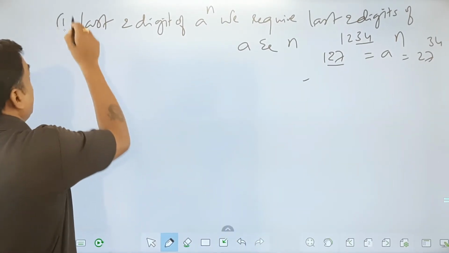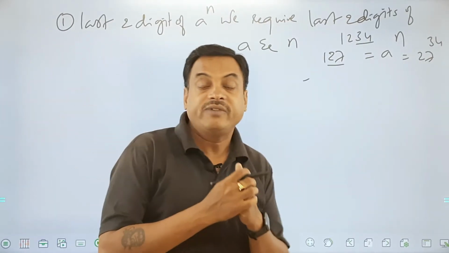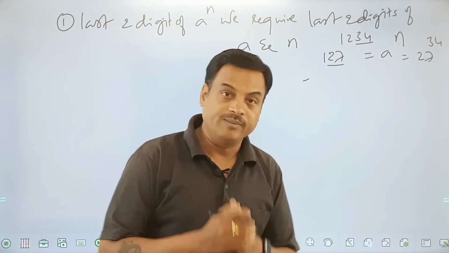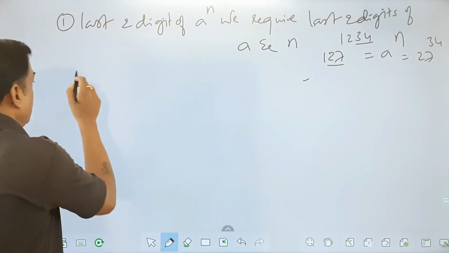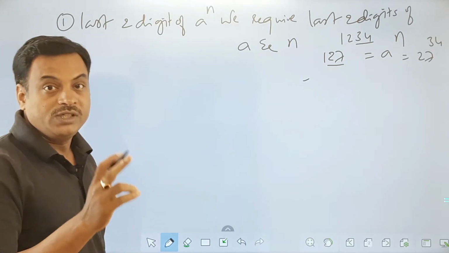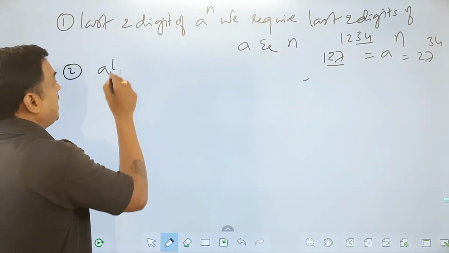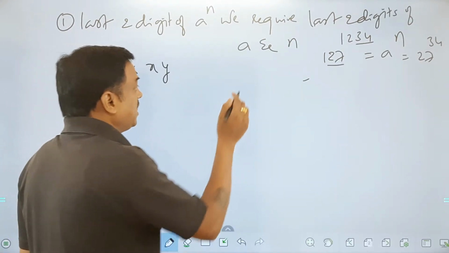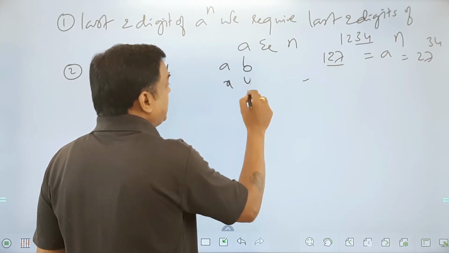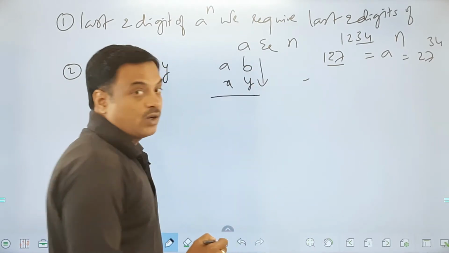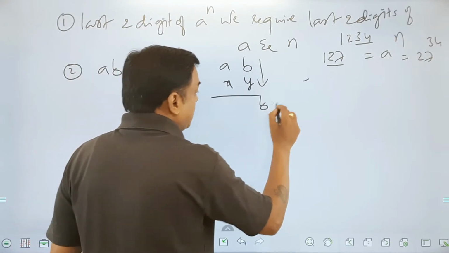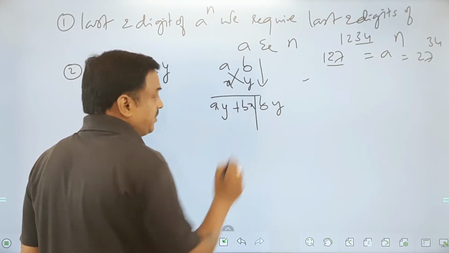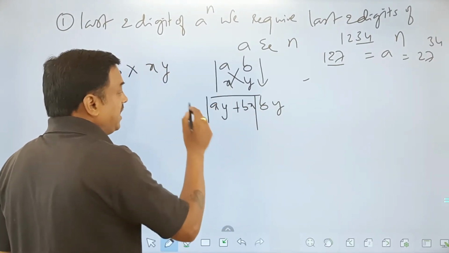So I don't require the entire value of a or the entire value of n. I just need the last two digits of a and the last two digits of n. That's your first point. Point number 2: two-digit into two-digit multiplication. For example, if I am multiplying AB with XY, what should be the method? The method I recommend is: first multiply the last column, BY, then cross multiply, AY plus BX, and then multiply AX.